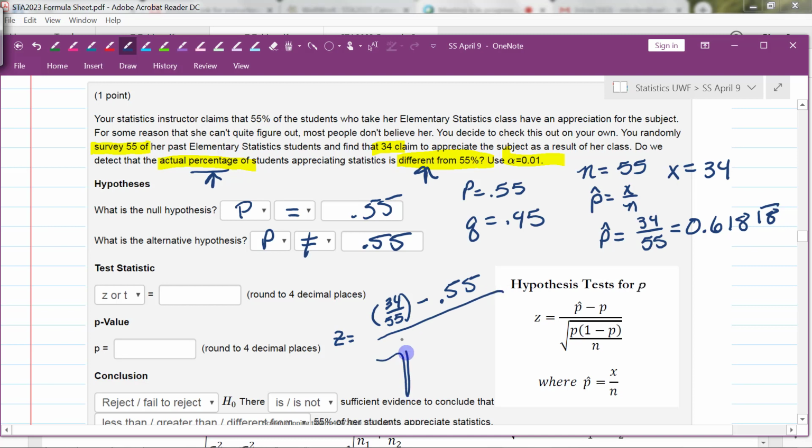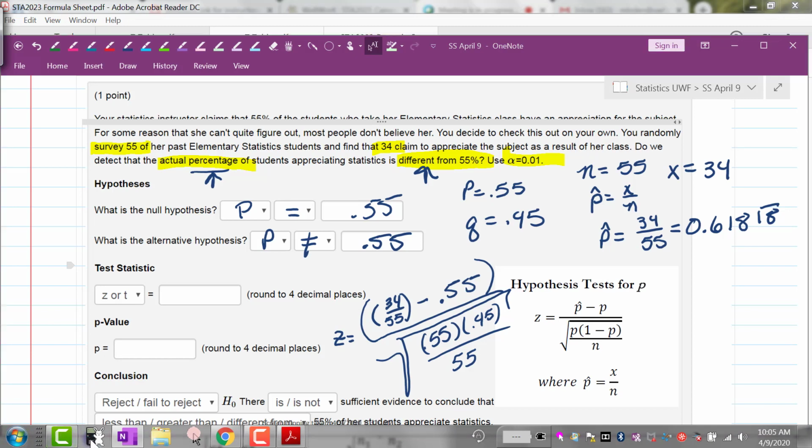Okay, divide it by the square root of, this is P, not P hat, so it's 0.55 times 0.45 divided by N. N is 55. All of that is underneath the radical. So we're going to put this in the calculator like so. We're going to make sure that we use double parentheses right here because I need to lock in my numerator and I need to lock in this division. So I'm actually going to use a second set of parentheses like that when I put it in my calculator.